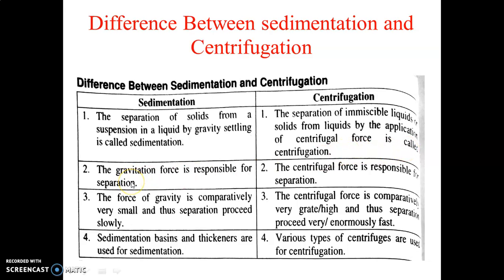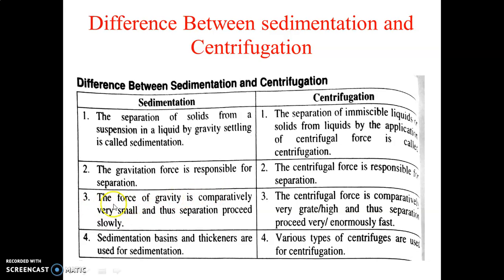Then in case of sedimentation, gravitational force is responsible for the separation, and here the centrifugal force is responsible for separation. So this is actually the definition, and what forces we are using in sedimentation and centrifugation is explained in point number 2.